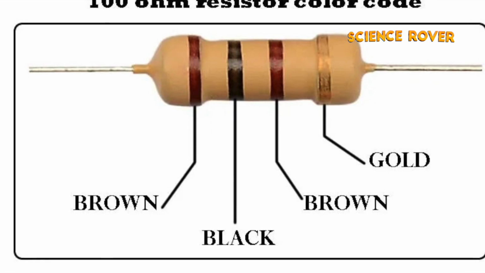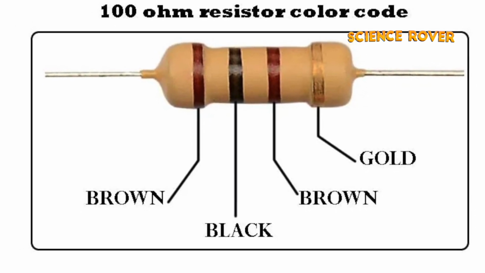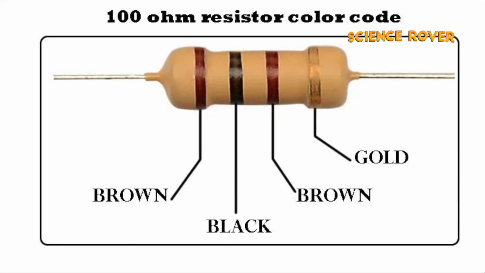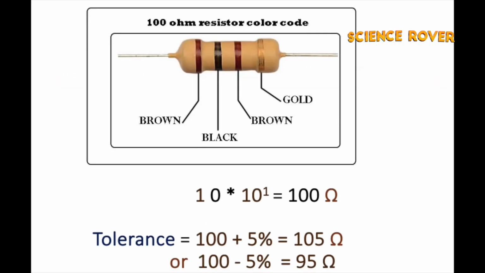Let's determine the value of identified resistor. Brown is the first color band to be identified. According to the color chart, brown has the value of 1. Second band is black, the value is 0.